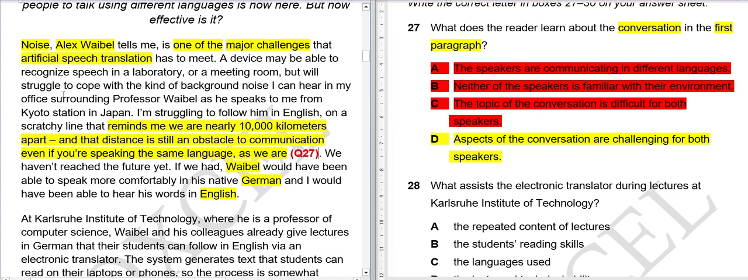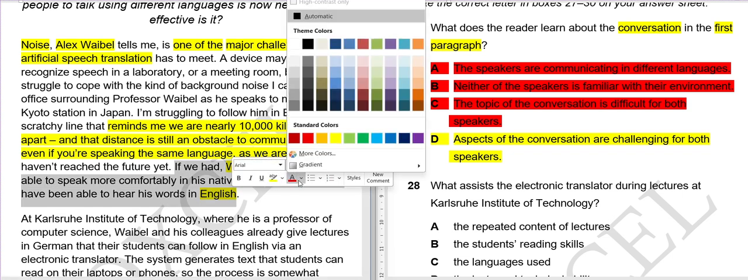Some will be asking why A is not our answer, because here they are saying Webel in German and the other person in English. It is not the answer. Let me do this in red.